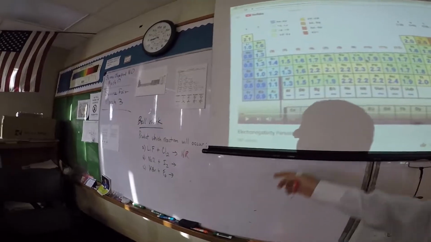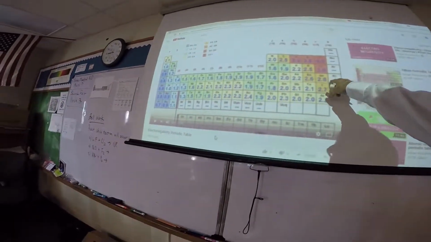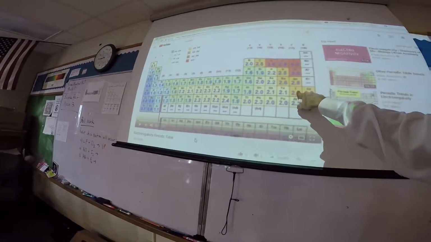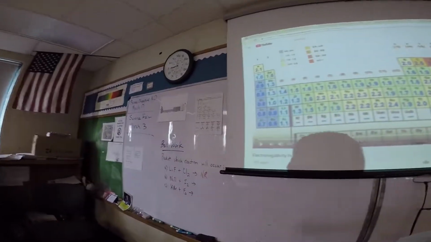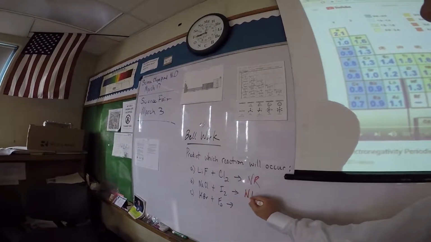The next one, you've got chlorine and iodine. So chlorine is right here, iodine's beneath it. Chlorine has a 3, iodine has a 2.7. So it's too strong. There's going to be no reaction here.